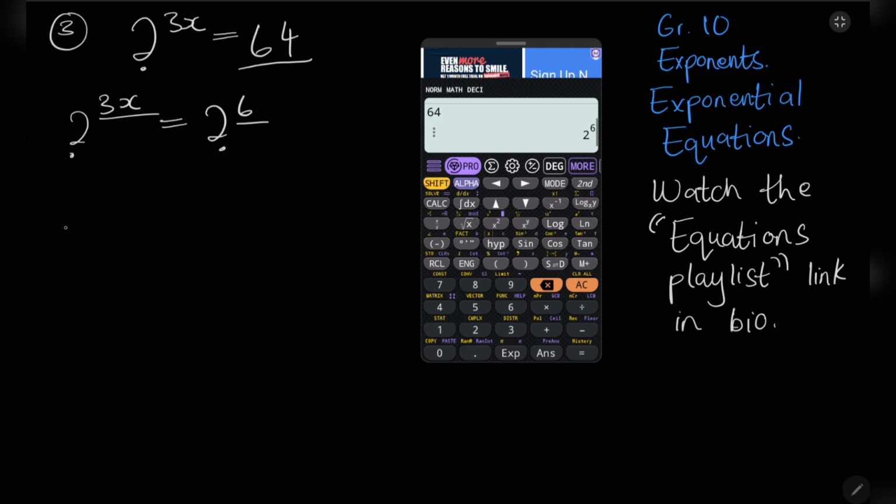Now let's solve our exponents. We have 3x is equal to 6. We are solving for x. How do we solve this? If you watch the grade 9 videos, you know that you divide both sides by 3. This cancels with that. You have x is equal to 6 divided by 3, which is equal to 2.